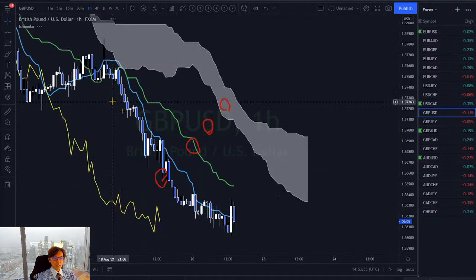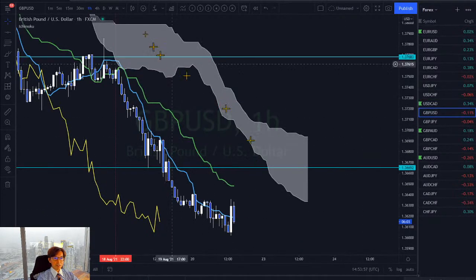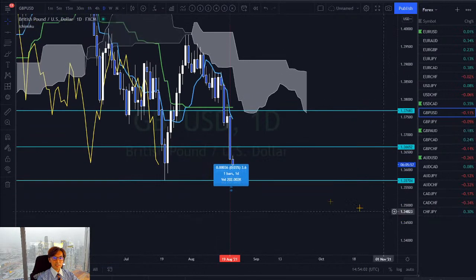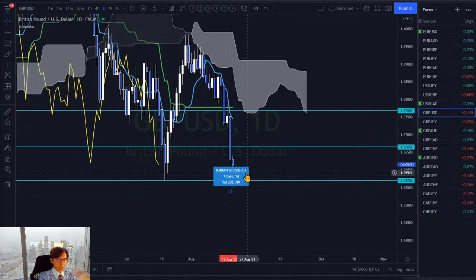So yeah, pound dollar is retracing backwards now. Speaking about the daily chart, it's still flat right now. The market could still retrace, but we will see. It might retrace back to the Kijun-sen in pound USD.